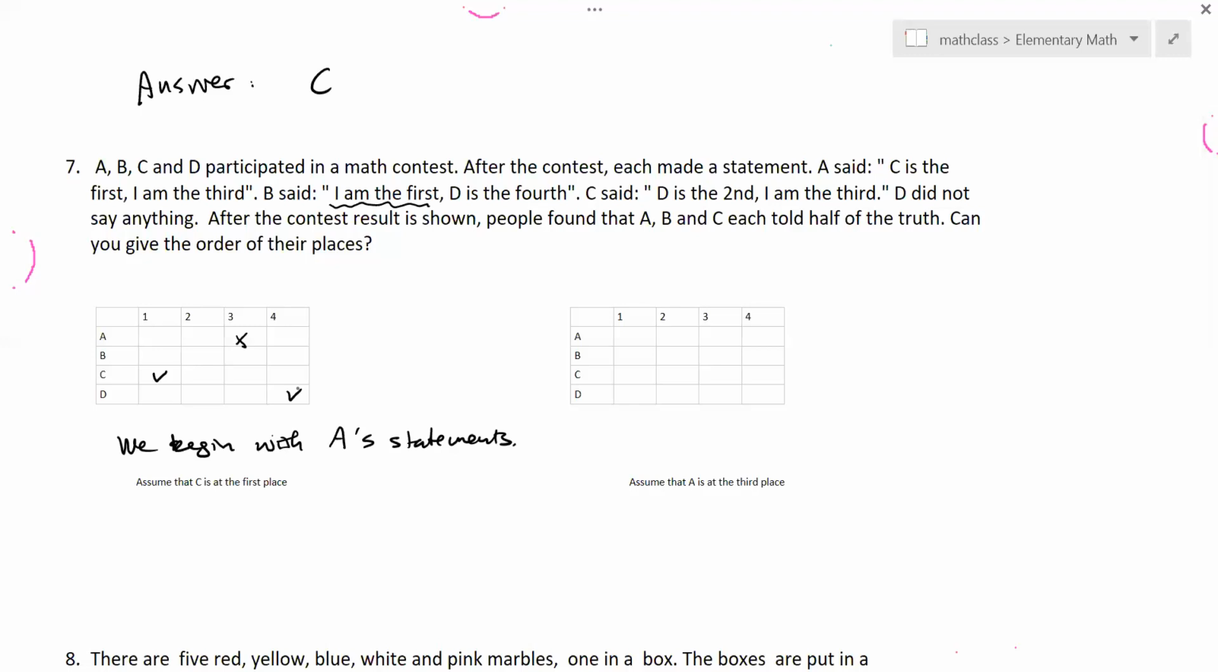So you already know, right? C is the first place. You assume that at the very beginning. Then the first half of the statement by B is wrong, and the second half is correct. Then let's look at the statement by C. C says, I'm the second, D is the second, I'm the third one. D says, I'm the second.